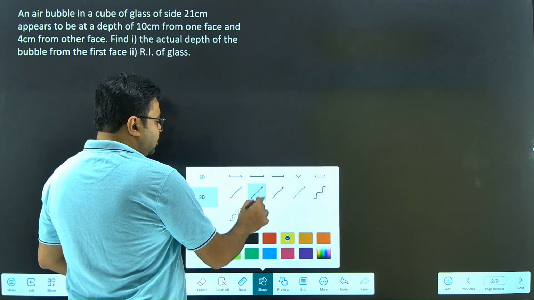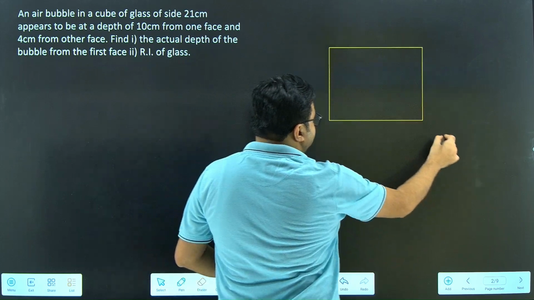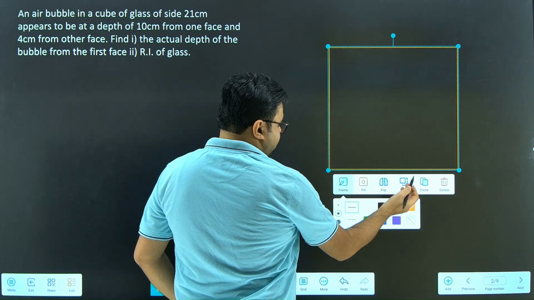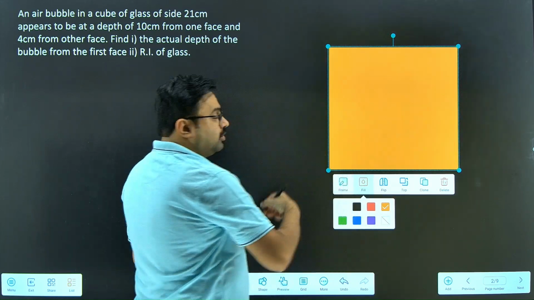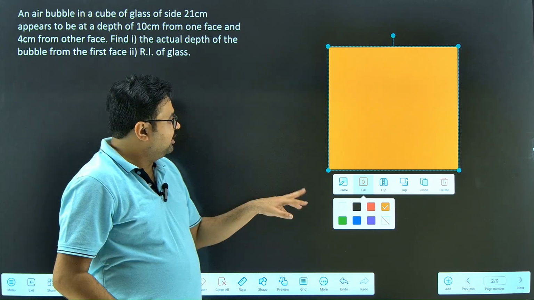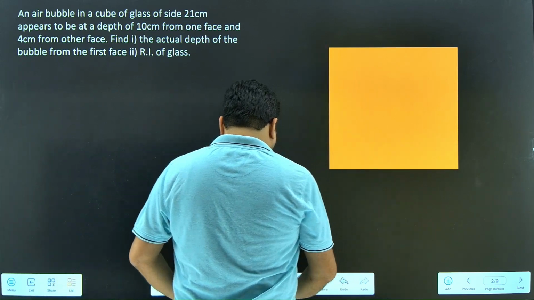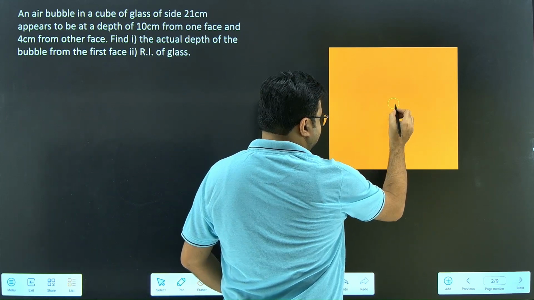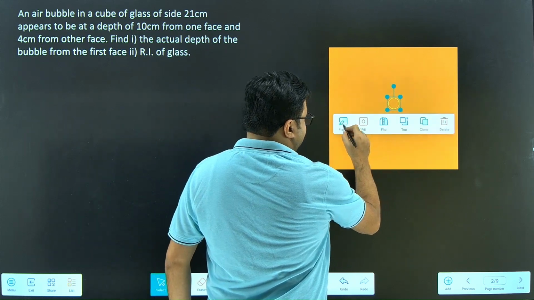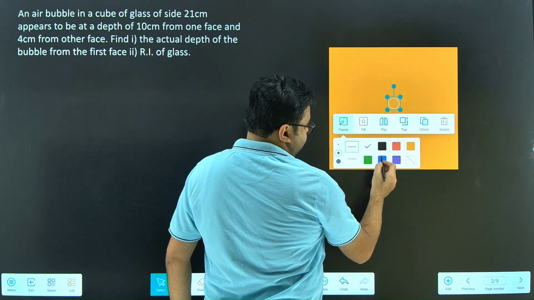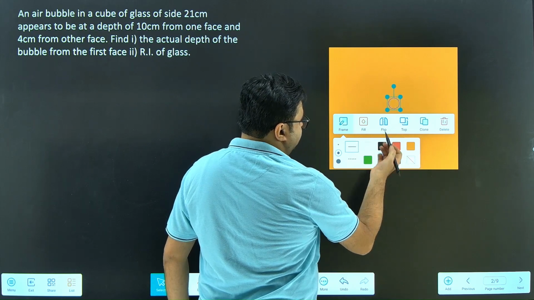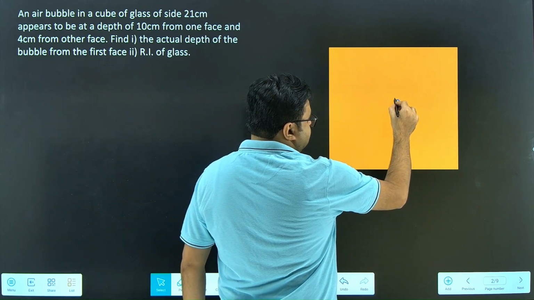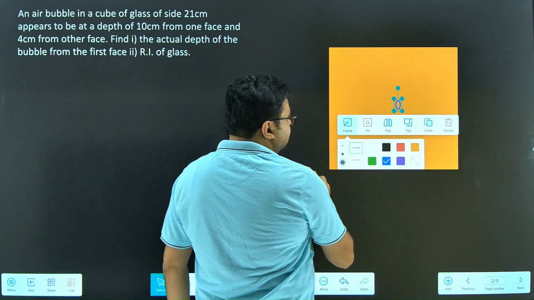Let me first draw out the cube. So here is the cube. It's a cube of an unknown material, so let me just paint it so that we can imagine it to be some material. And then we will also say that at some place inside there is a bubble. Let me give it another color, maybe blue. So that's the bubble that's there inside. Quite a big bubble. All right.